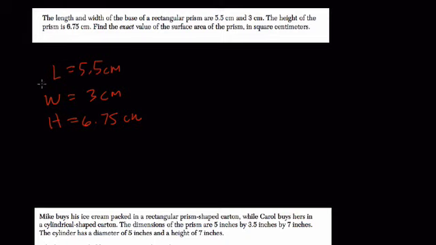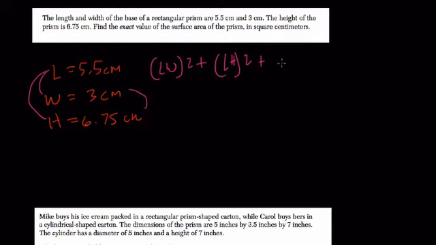So this is the way I'll do it. I'll take length by width, right, and then double it. There are two faces that are length by width. Then length by height, and then double it because there are two faces that are length by height. And then the last combination is width by height, right? And then we double that. And that's it. So now we just plug these numbers in.